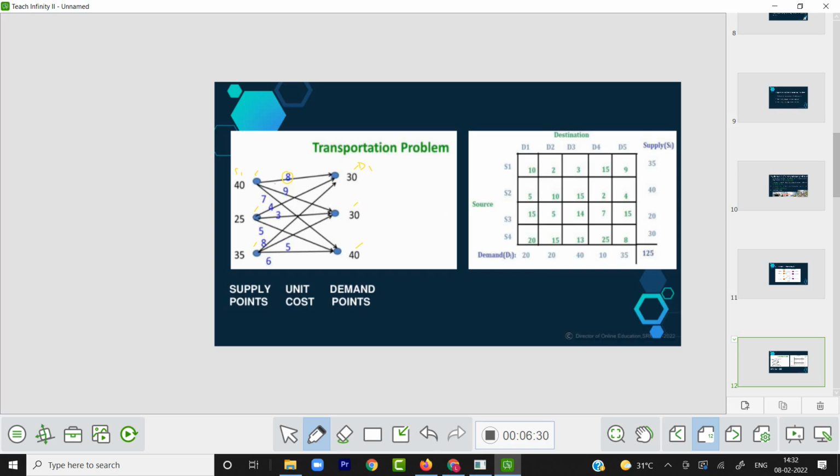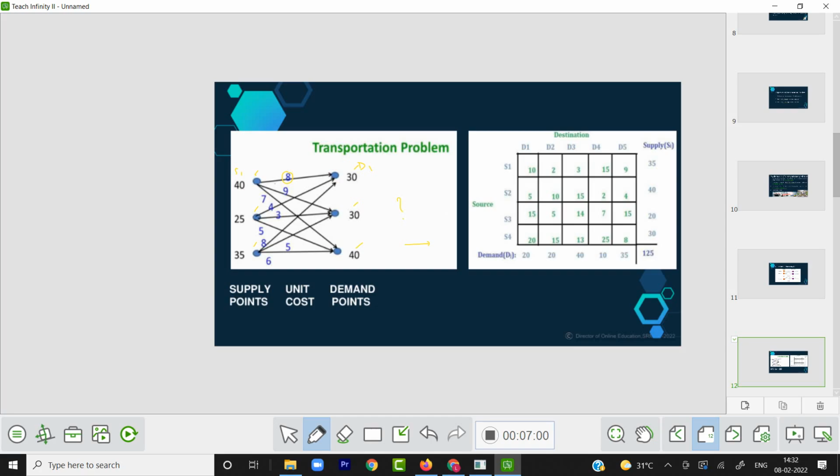Like that, there are 3 sources and 3 demand points, totally 9 possibilities. Out of these 9 possibilities, whichever is the best solution that minimizes the cost, we have to choose among the 9 alternatives. The same thing we are bringing into matrix form. So the same network diagram is in matrix form.